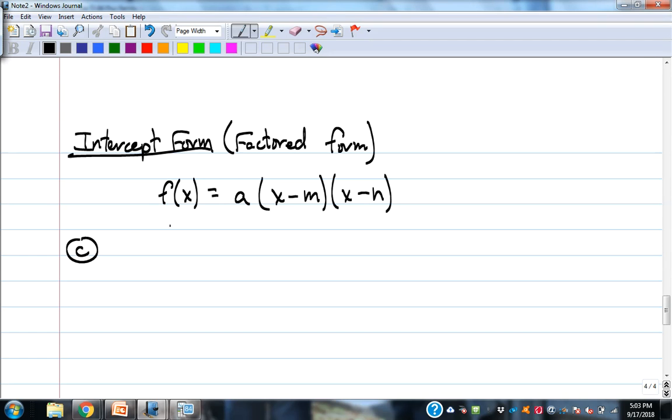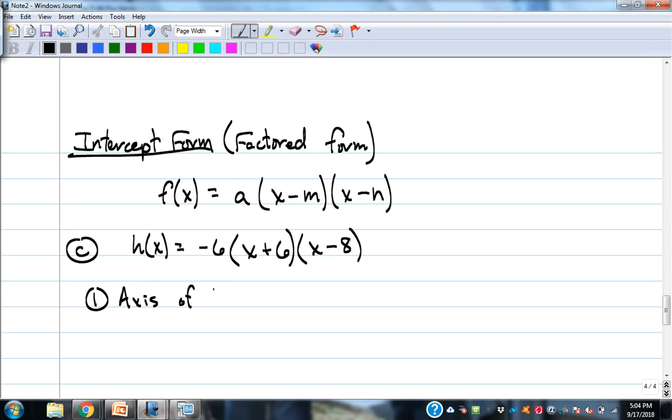So let's take example C, and let's look at h of x equals -6 parentheses x plus 6 and x minus 8. Now, it's already in factored form. We're going to keep that in mind when we get to the intercept part. Let's go ahead and find the axis of symmetry.